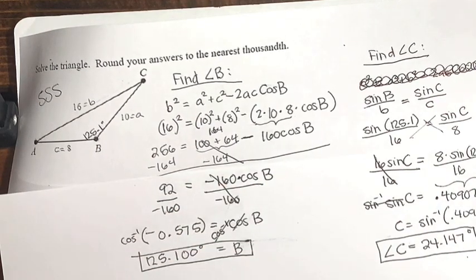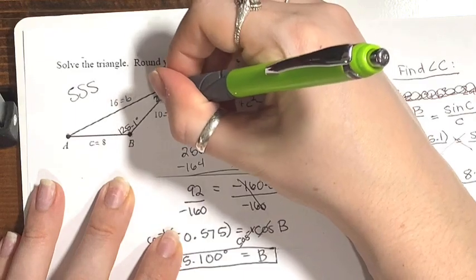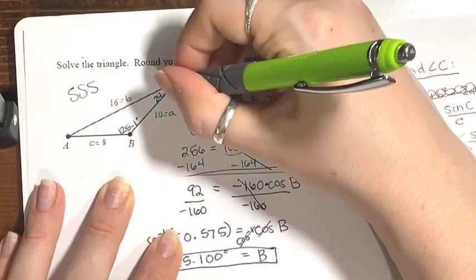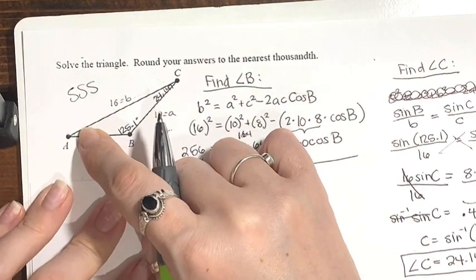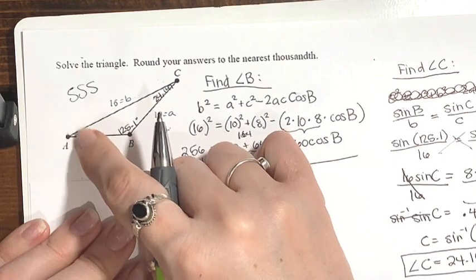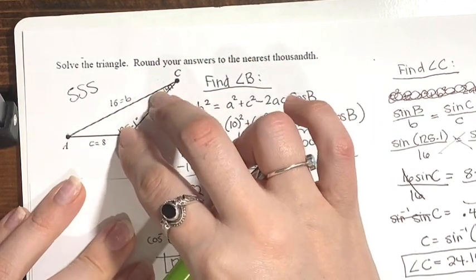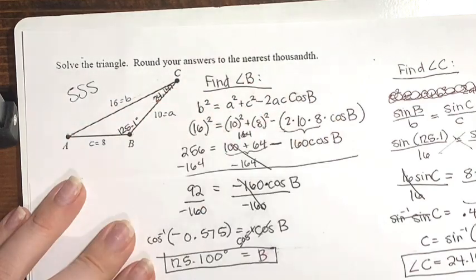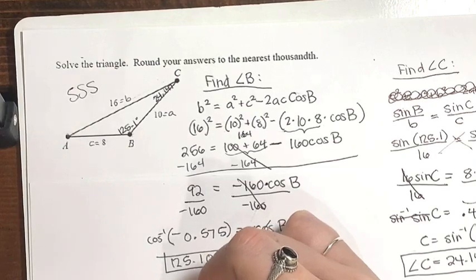Okay, so we just found this angle right here, 24.147. So now the only thing we have left is angle A. And just like in the last problem, you don't need to do law of sines or law of cosines to get this angle. You have two of them already, so we can just subtract these two angles from 180 to get angle A. So let's find angle A.